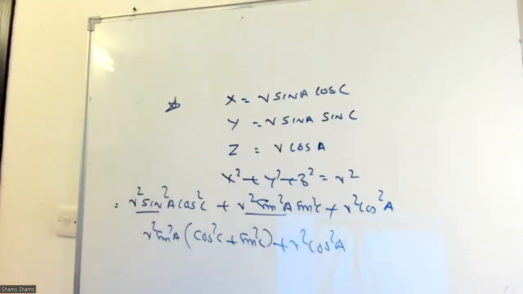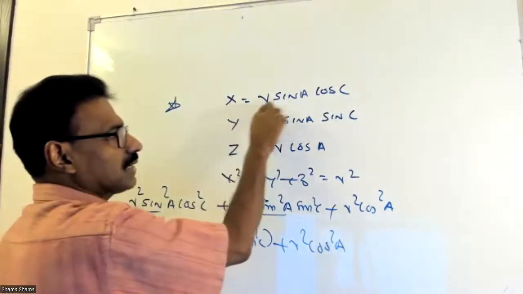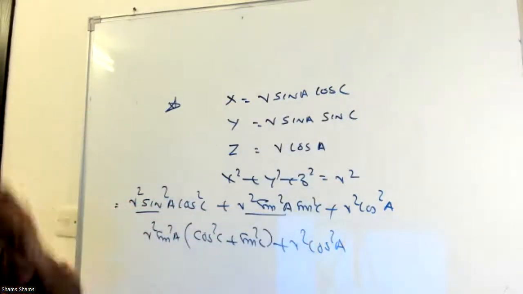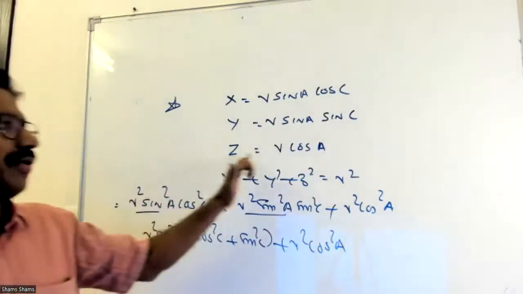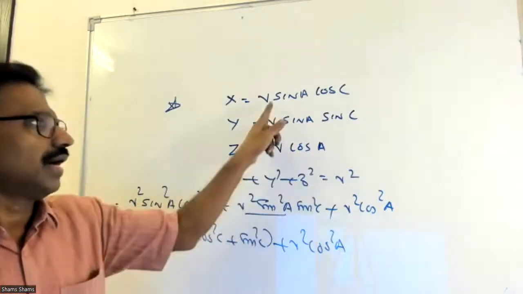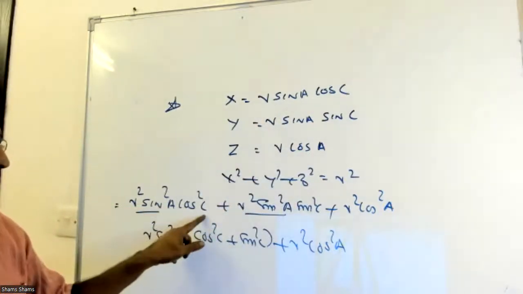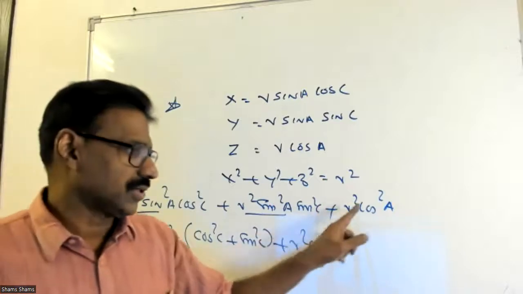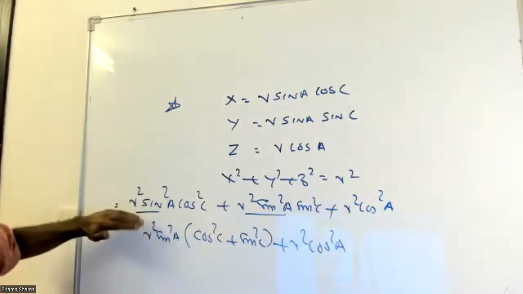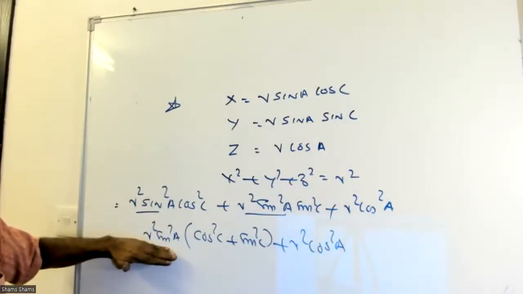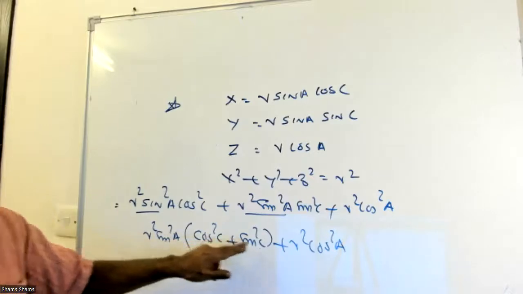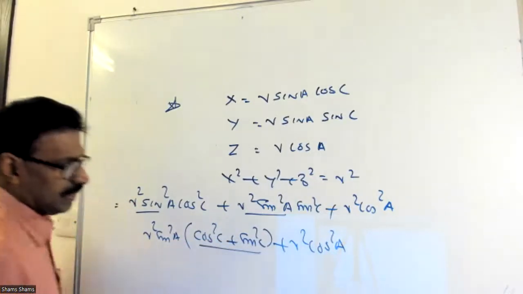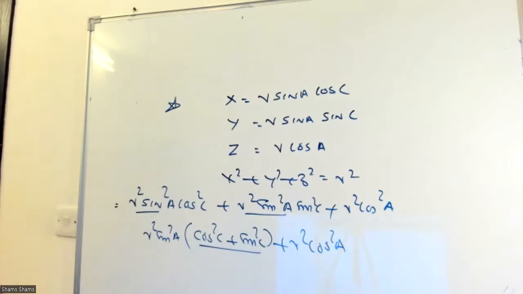Look at here once again. X equal to R sine A cos C. Y equal to R sine A sine C. Z equal to R cos A. X square: R square sine square A cos square C plus R square sine square A sine square C plus R square cos square A. From here I took R square sine square A outside, then cos square C plus sine square C, plus R square cos square A. What is this one? Sine square C plus cos square C is what?